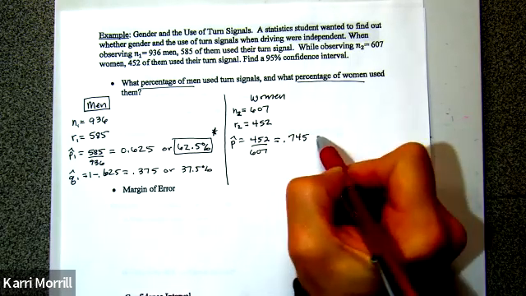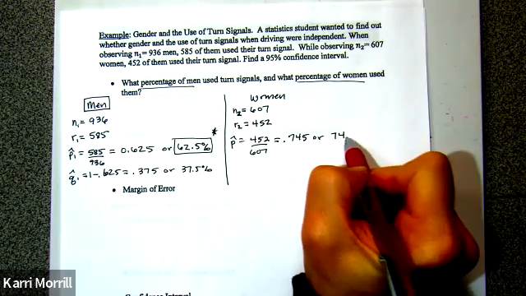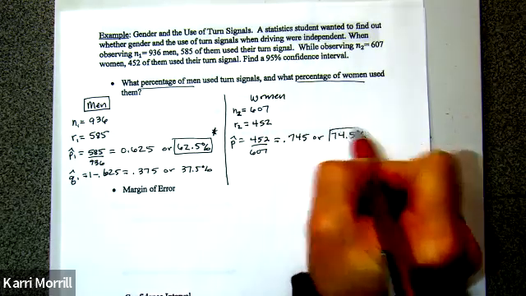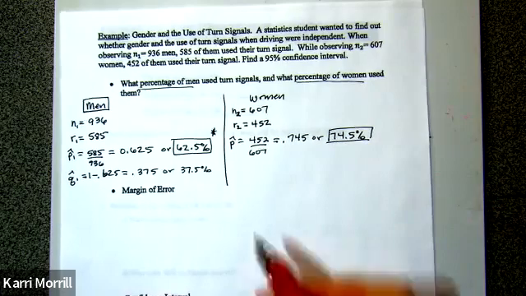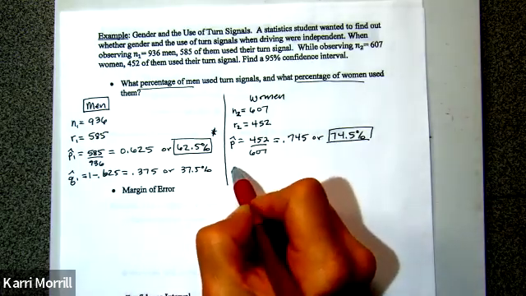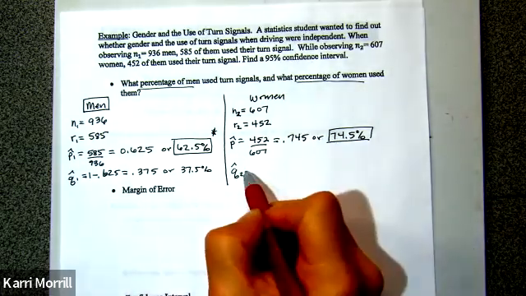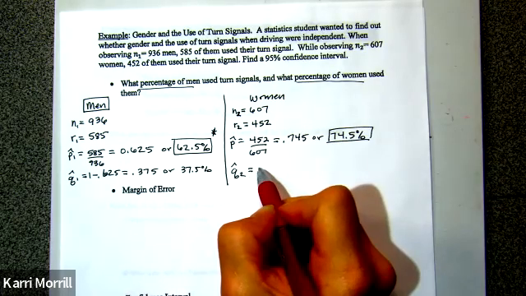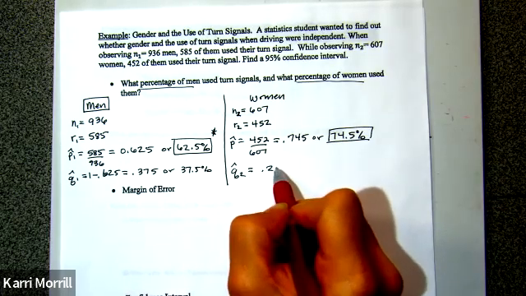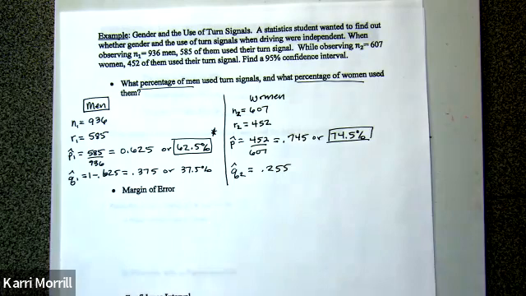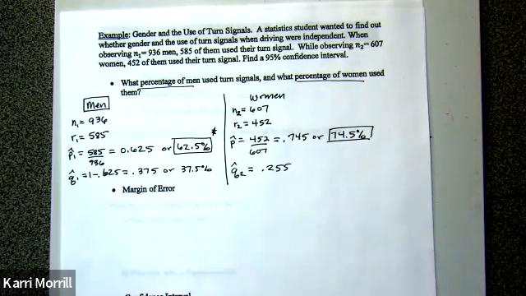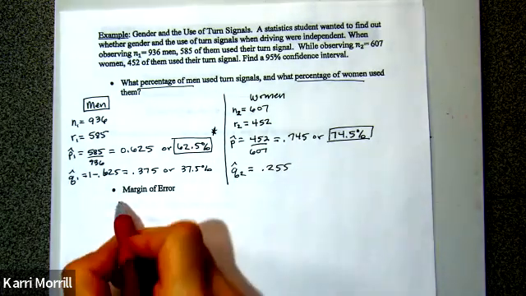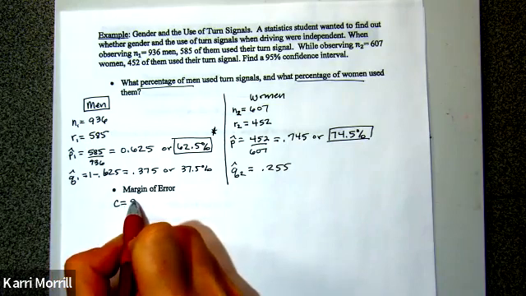So to answer that as a percentage, we'd say 74.5% of women use their turn signal. And so our Q hat would then be taking 1 minus that, which is 0.255, or 25.5% didn't.